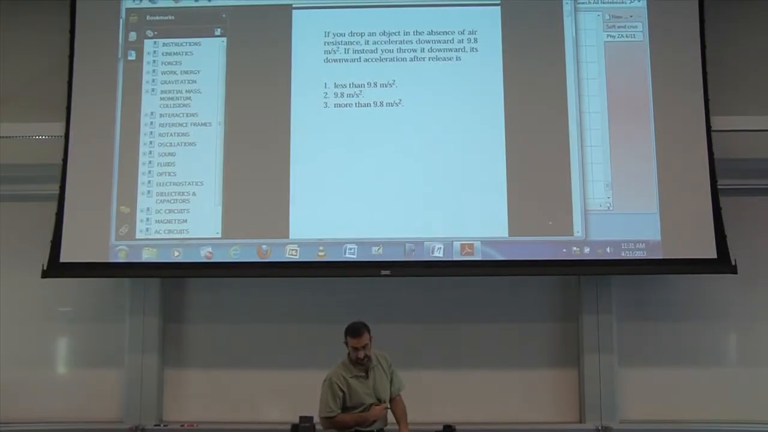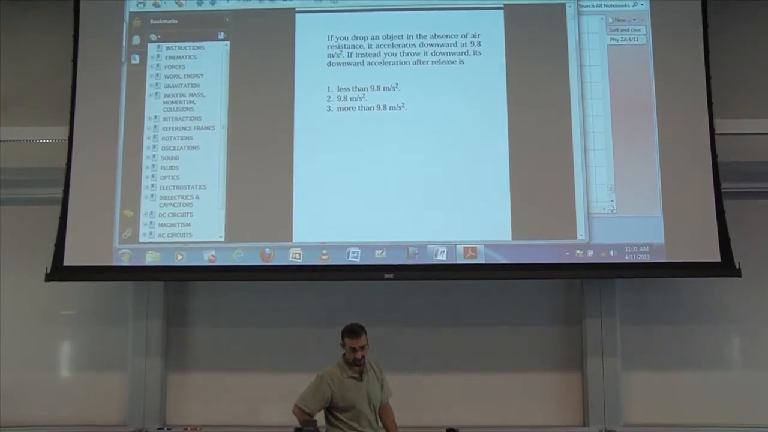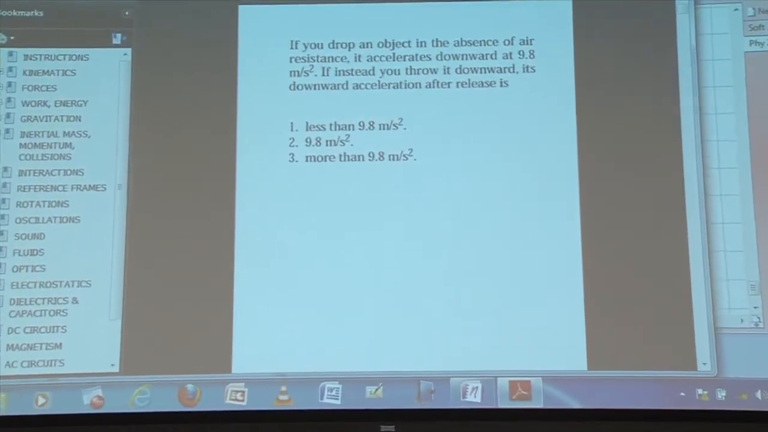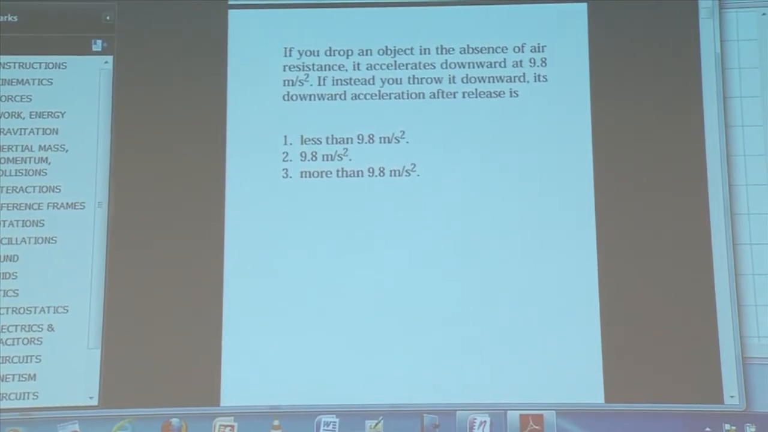You drop an object with no air resistance. It accelerates downward at 9.8 meters per second squared. If instead you throw it down, what's its downward acceleration after you release it?